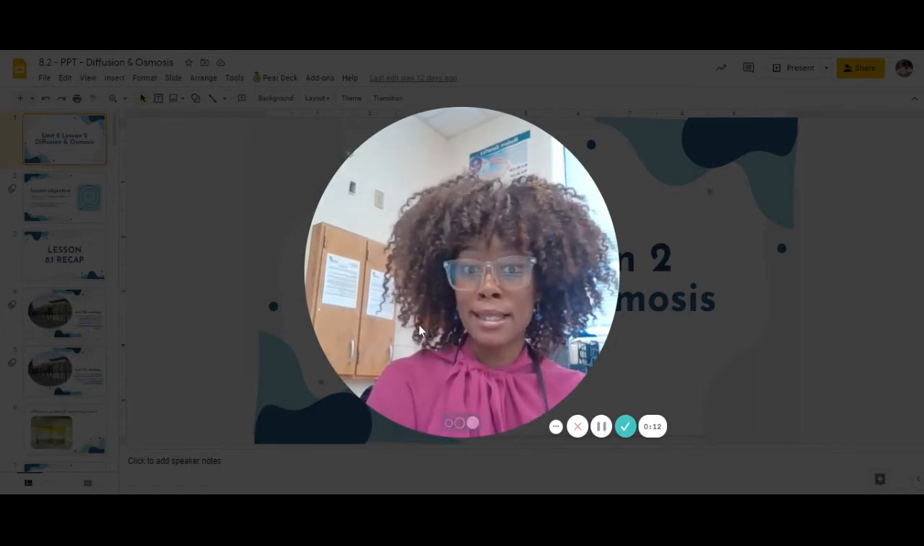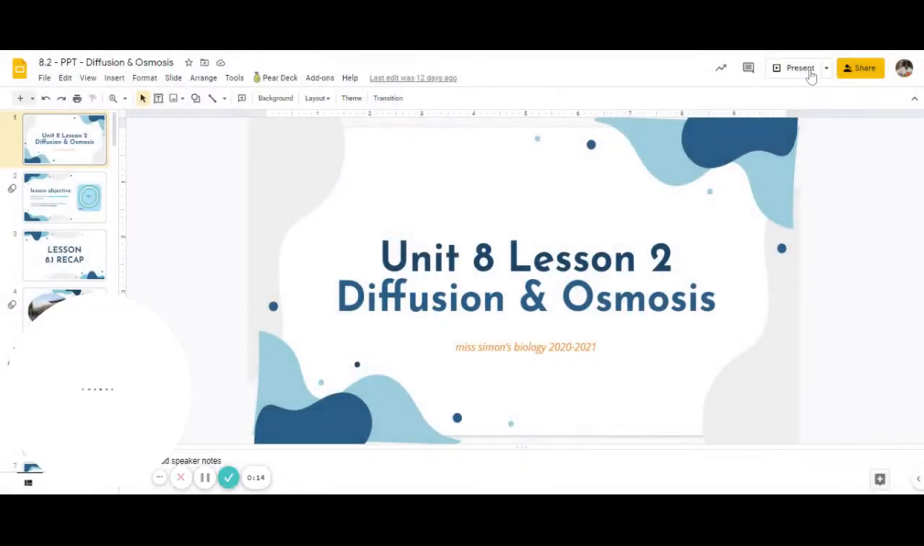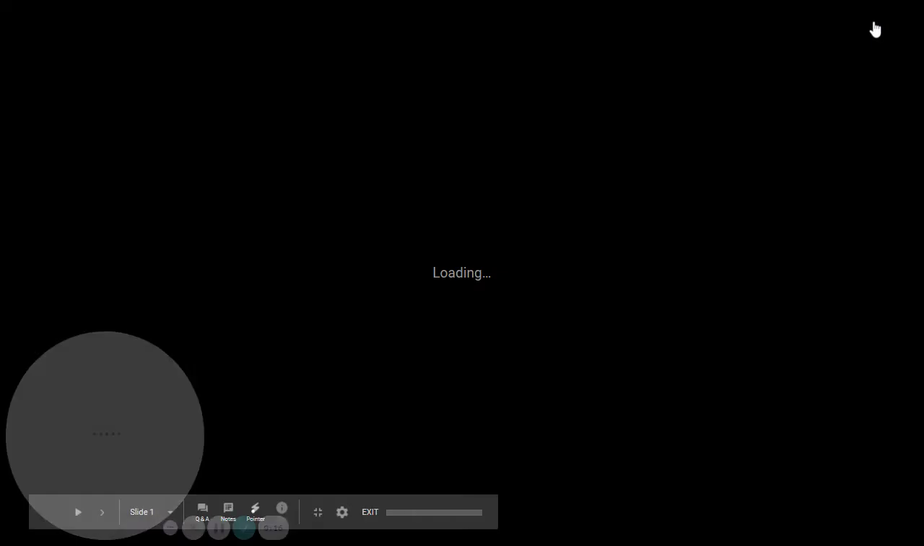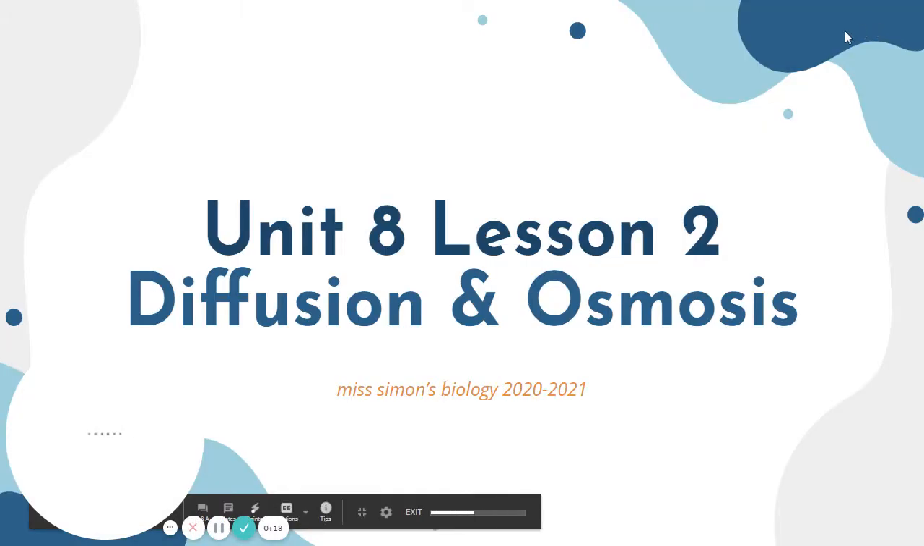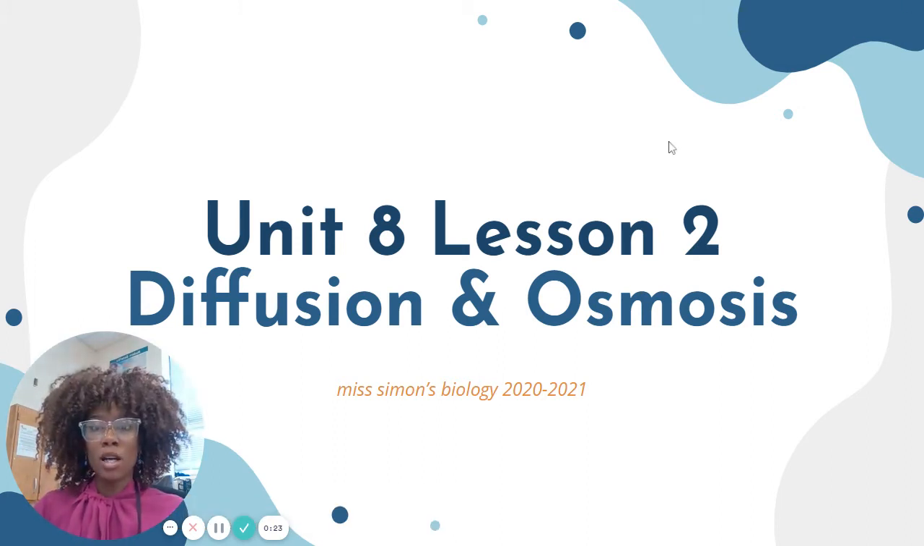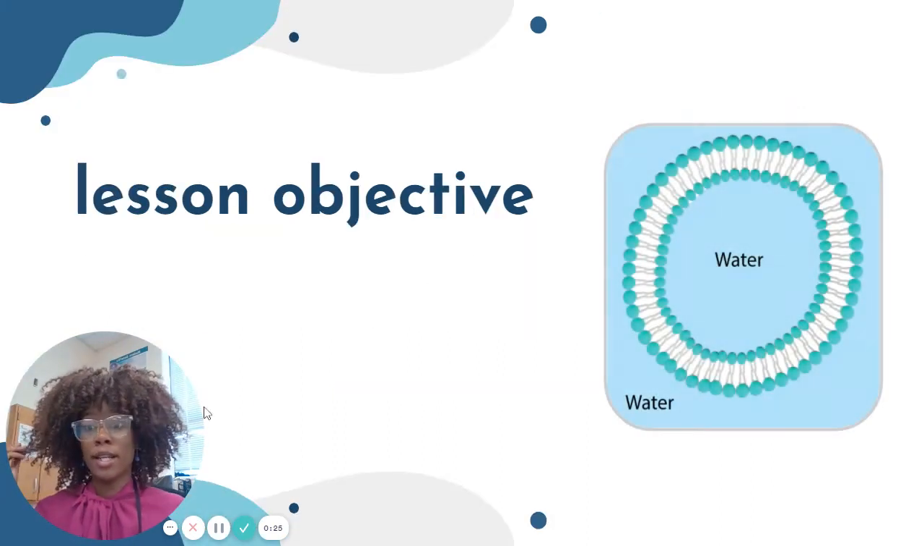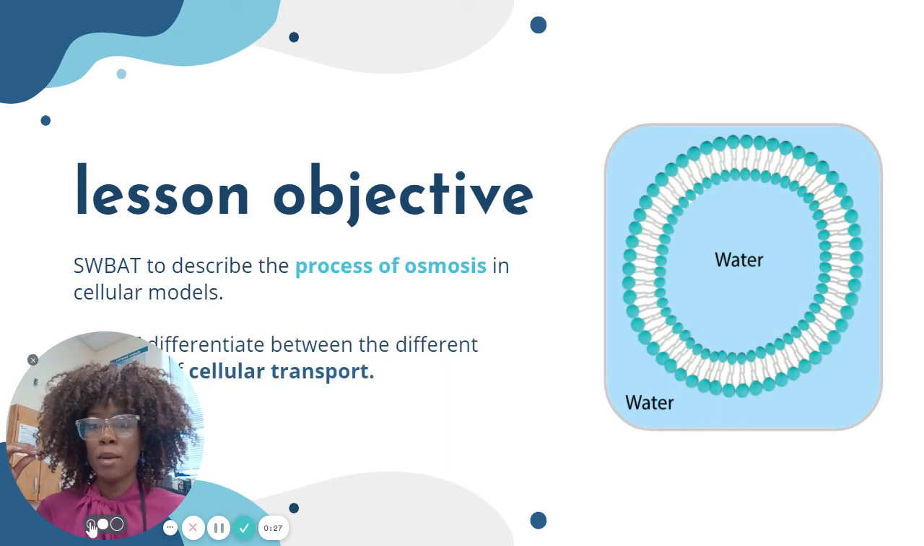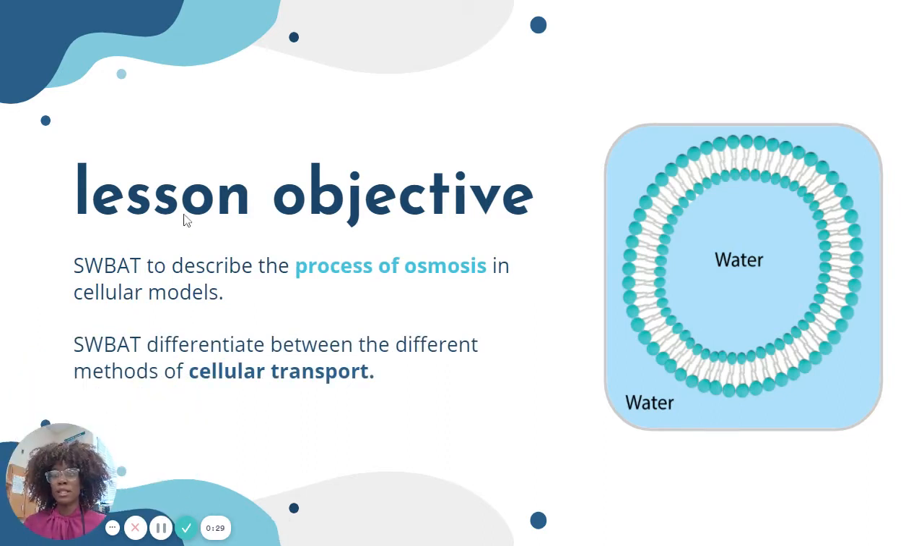Today is lesson 2 of Unit 8. It is the last lesson in Unit 8, Cellular Transport. Let's just get into the lesson. Today's lesson objective is that students should be able to describe the process of osmosis in cellular models. Students will be able to differentiate between the different methods of cellular transport.